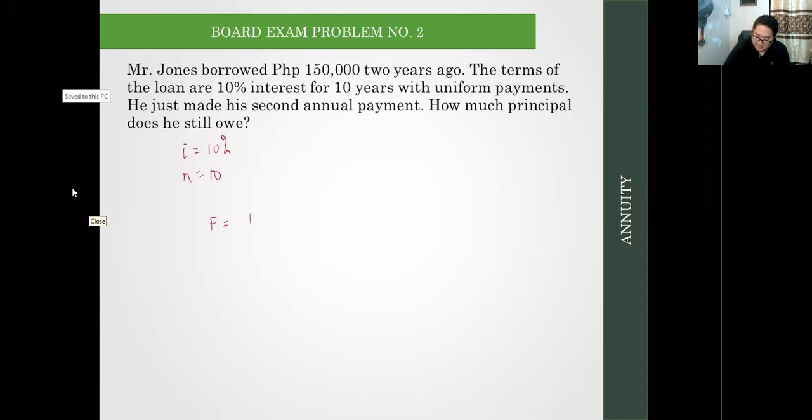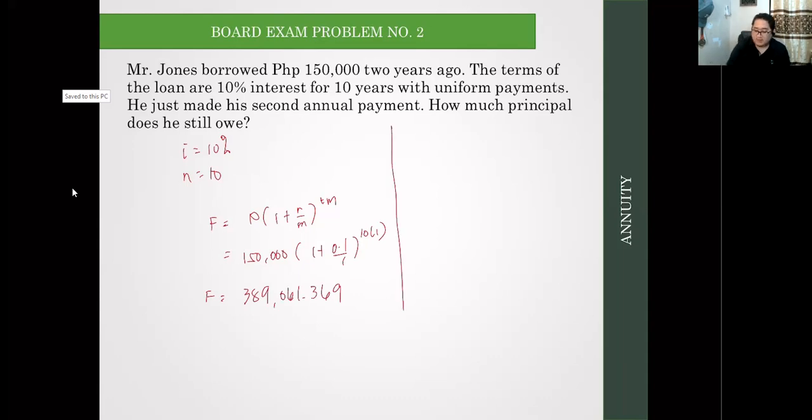So meron siyang inutang na using compound interest, P times 1 plus R over M, raised to TM. Ito dapat yung kailangan niyang bayaran. So 150,000, 1 plus 0.1 raised to 10. So ito dapat yung kailangan niyang bayaran in 10 years. Okay? Pero nagbayad na siya ng dalawang hulog.